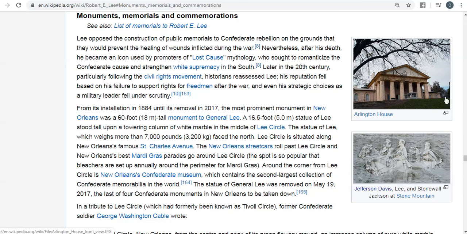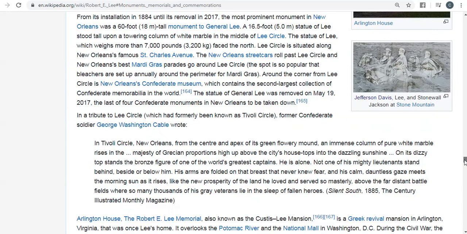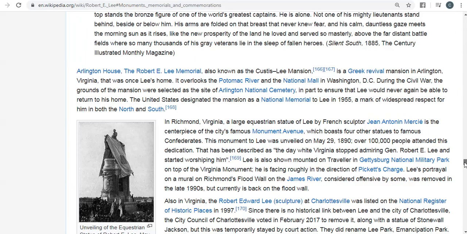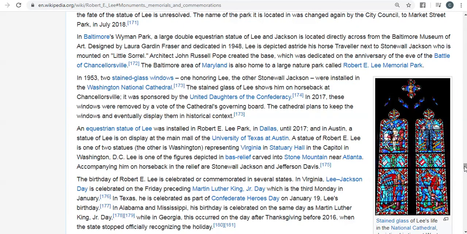But this is Arlington House, which is Lee's house, and it's now overlooking Arlington National Cemetery, because that's what happened, is that the U.S. government seized his home. He never got to go back to it, and they turned his front lawn into our nation's cemetery to honor all those that have given their lives or served for their country.